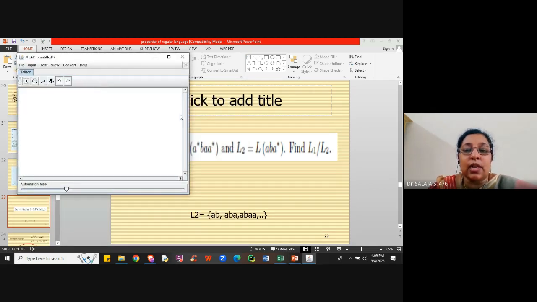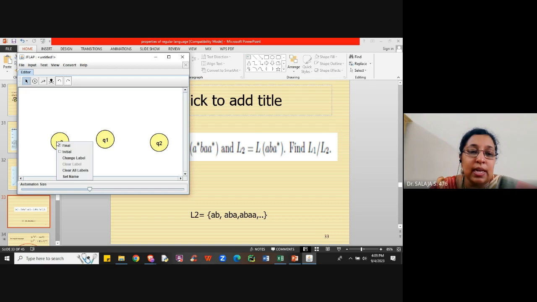Fine, we'll just try to draw the diagram for A closure. So Q naught, B, A, and then A closure. Let this Q naught act as the initial state, and Q naught will have a self loop on A to accommodate the A closure, and then from Q naught you have a transition on B to Q1.